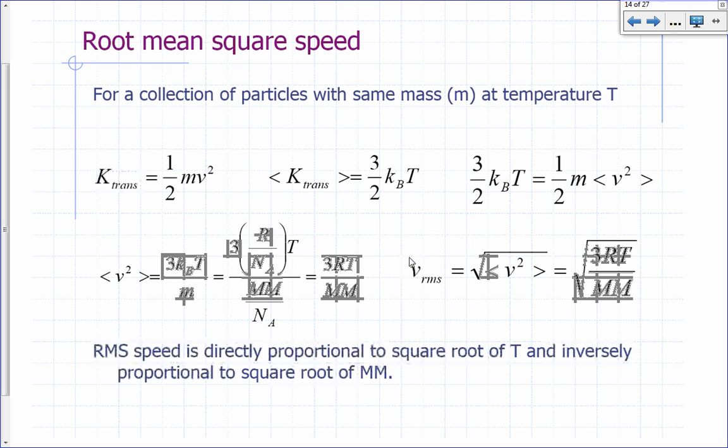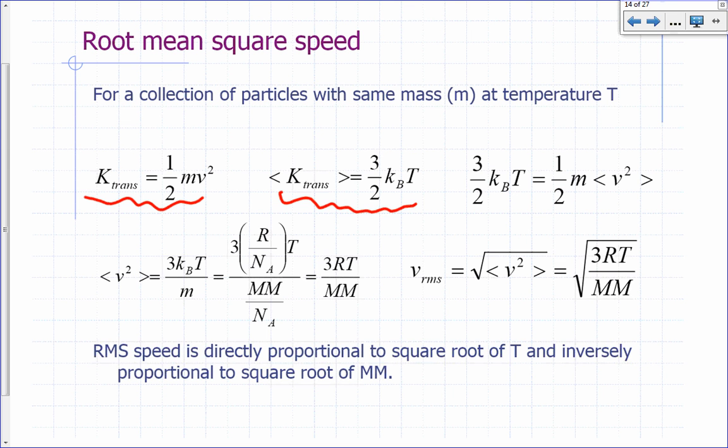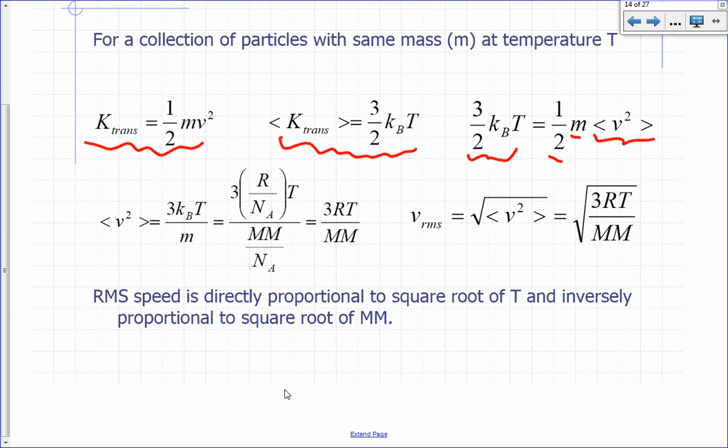Now, for a collection of particles with the same mass at a given temperature, we can show the following. First of all, translational kinetic energy is 1/2 times the mass times the square of the speed. And we've already shown that the average translational kinetic energy is 3/2 kT, where k is Boltzmann's constant. So if you have a collection of these particles, then 3/2 kT would be equal to 1/2 times mass times the average of the square of the speed. Why is that?